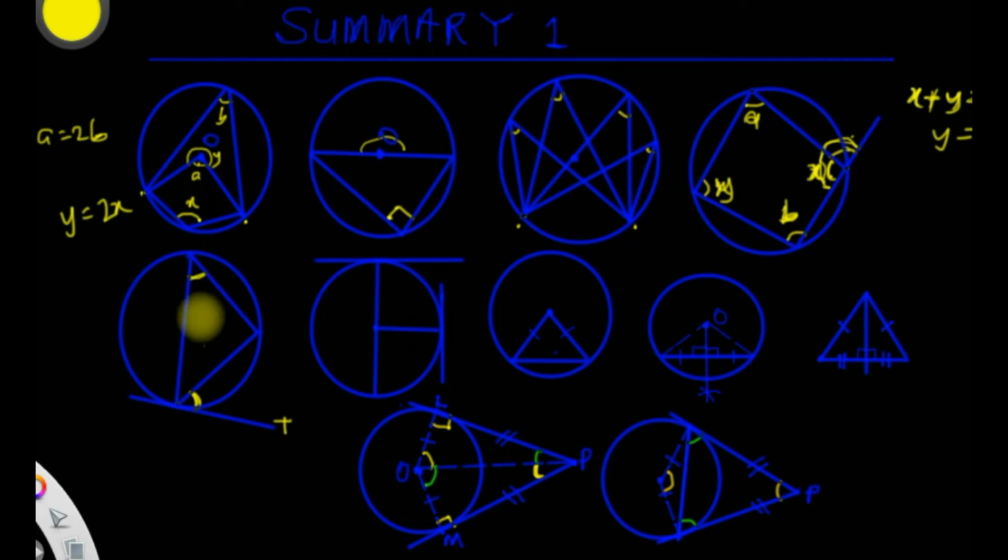So the angle between the tangent and the chord is equal to the angle in the triangle formed by the chord. This triangle is being formed by the chord. This is the chord we are talking about. So the angle between this chord and the tangent is equal to the angle in the triangle formed by this same chord in the alternate segment.